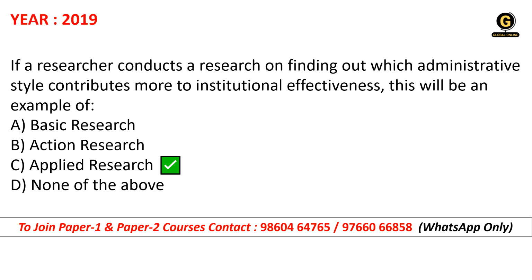Right, applied research is what? It aims to solve practical problems like improving the administration. Right, it uses the existing theories which are already there to find real world solutions. So that is your applied research. And when a researcher conducts a research on finding out which administrative style contributes more to institutional effectiveness, that is applied research.